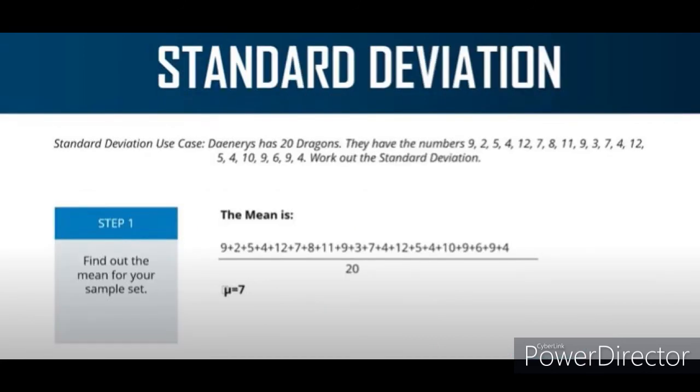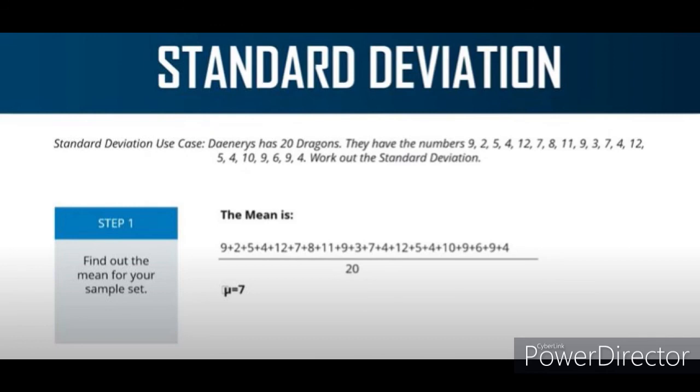Standard deviation is the measure of dispersion of a set of data from its mean. So it's basically the deviation from your mean. That's what standard deviation is.